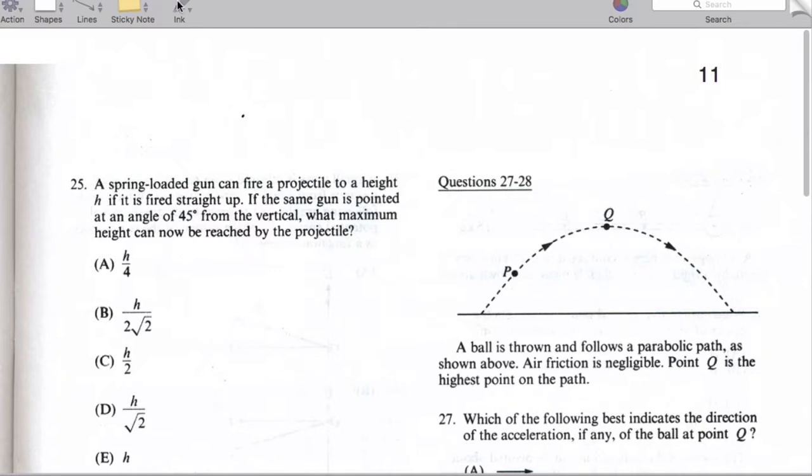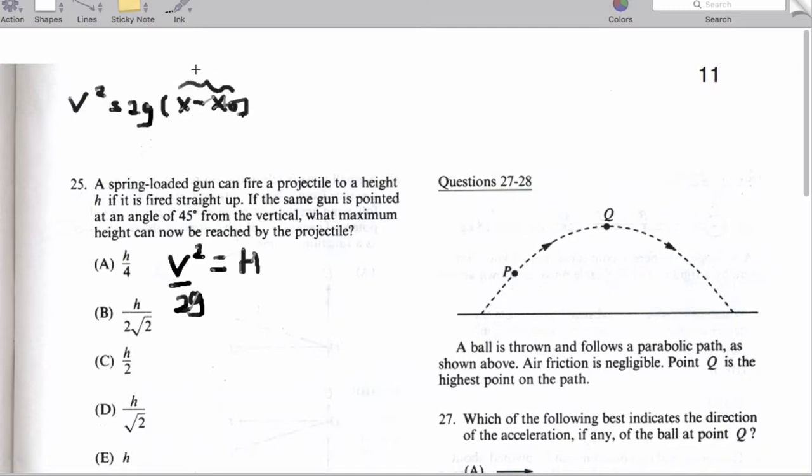So let's talk about height and projectiles. So normally, maximum height is going to be v squared over 2g is equal to h. How did I get that? Just remember v squared equals 2g times x minus x naught. I'm going to just call this whole thing height because that's h minus 0. So I'm getting v squared over 2g equals h. Now let's talk about the projectile, we're going to get v naught squared sine squared theta over 2g is the height of the projectile.